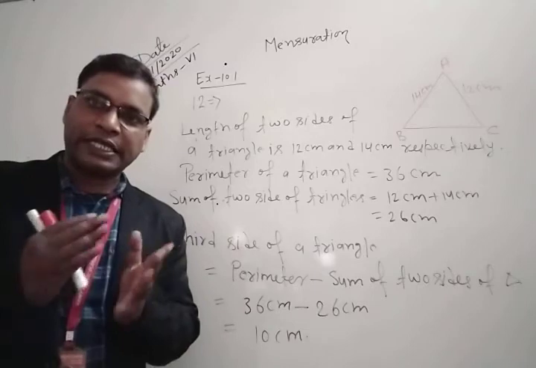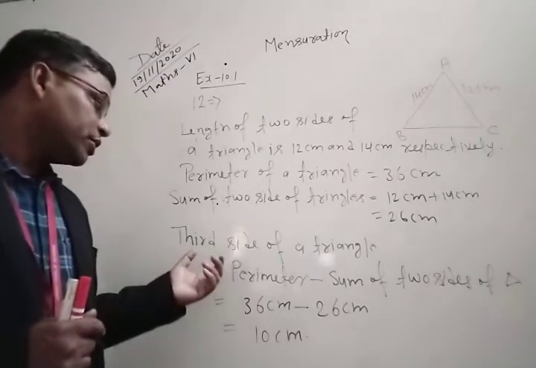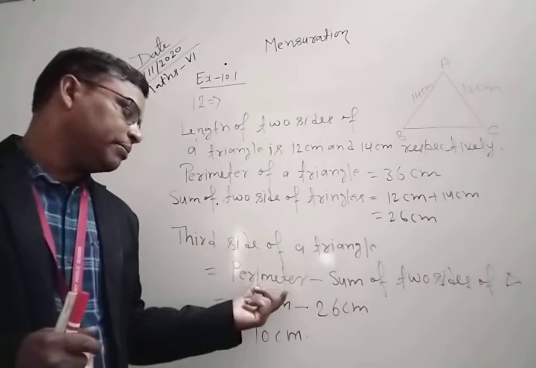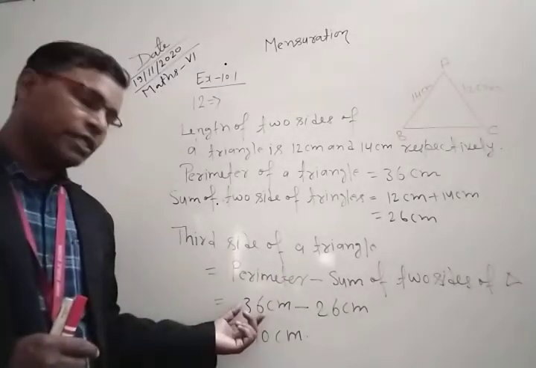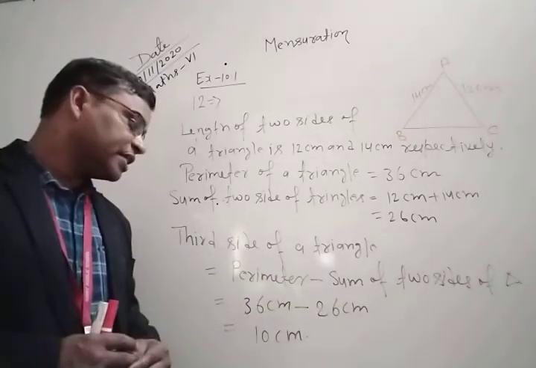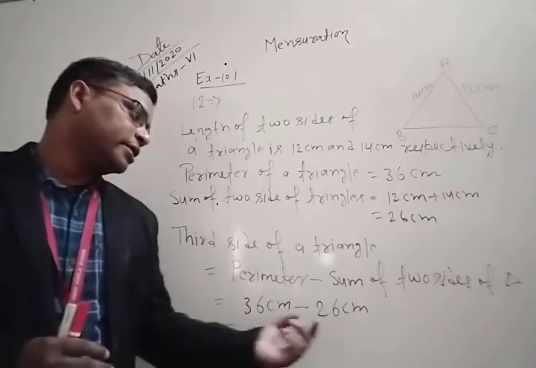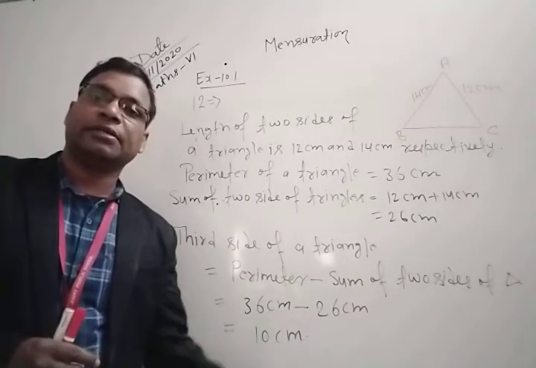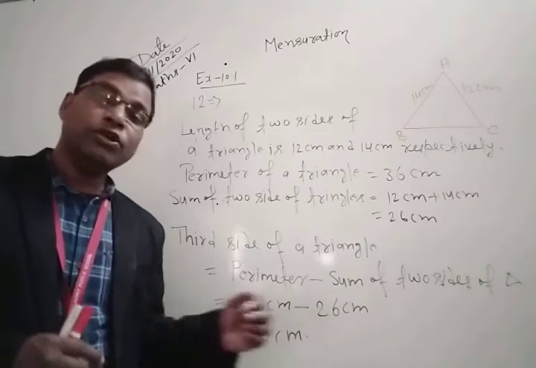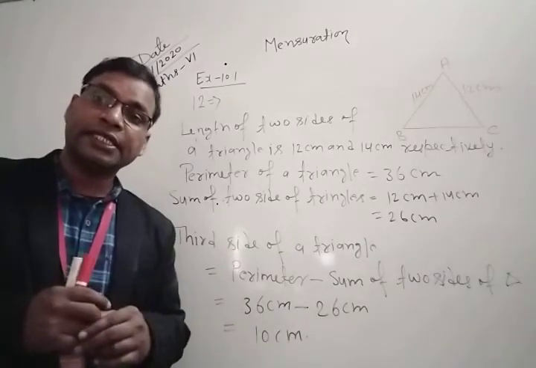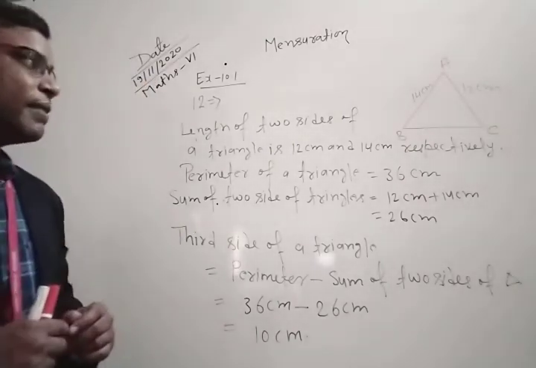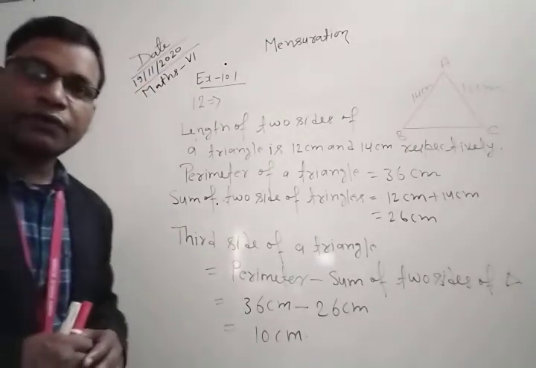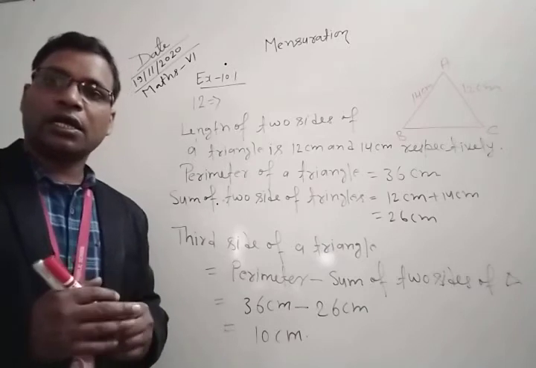What is the formula to find the third side of this triangle? Third side is equal to the perimeter of the triangle minus the sum of two sides of the triangle. Okay. So here 36 centimeters is the perimeter of this triangle, and the sum of two sides of the triangle is 26 centimeters. When you subtract 26 from 36, then we obtain 10 centimeters. This is the length of the third side of this triangle. So students, I hope all of you understood this question.